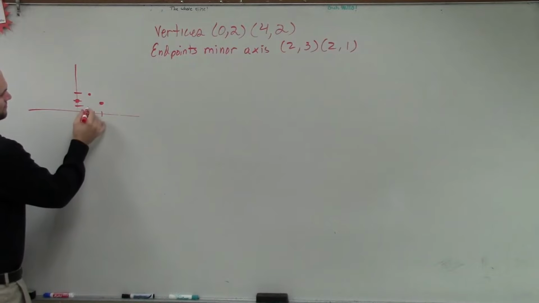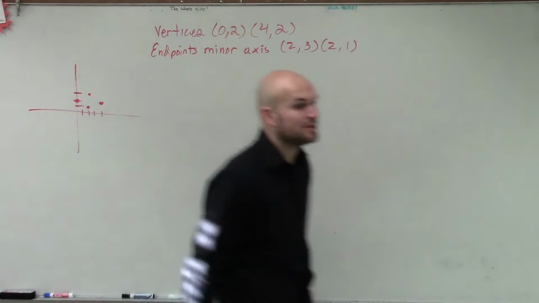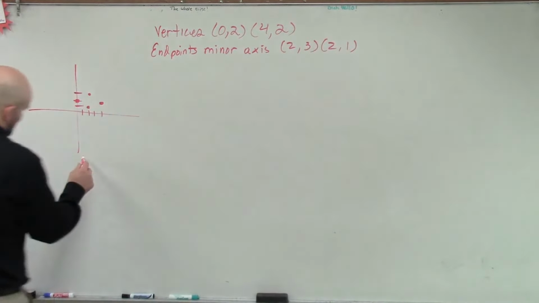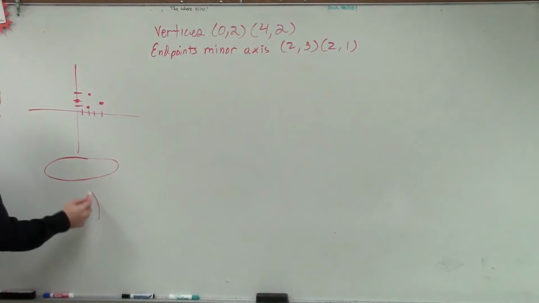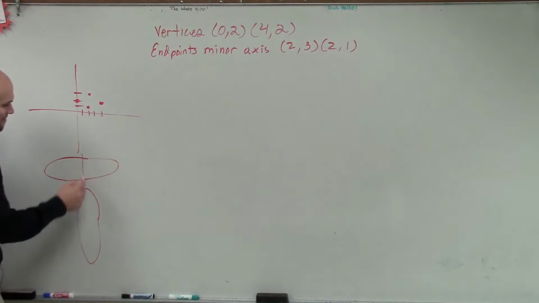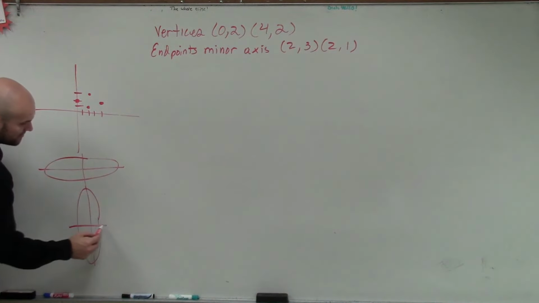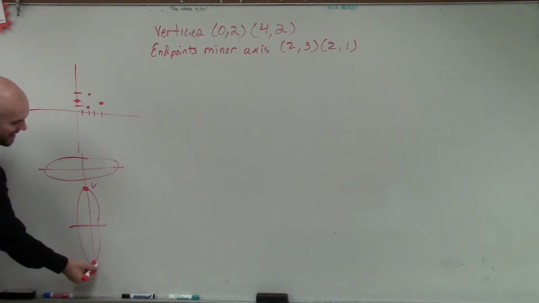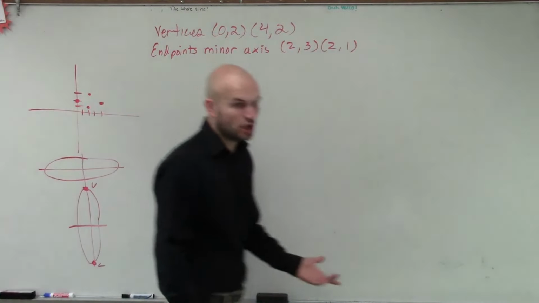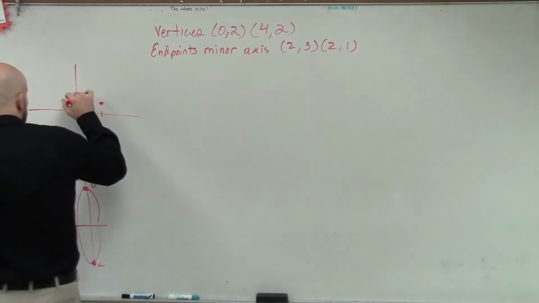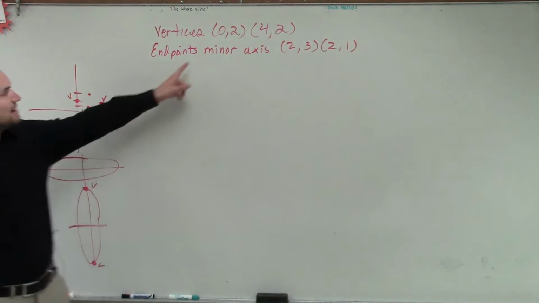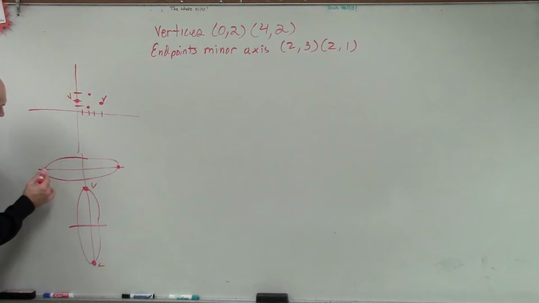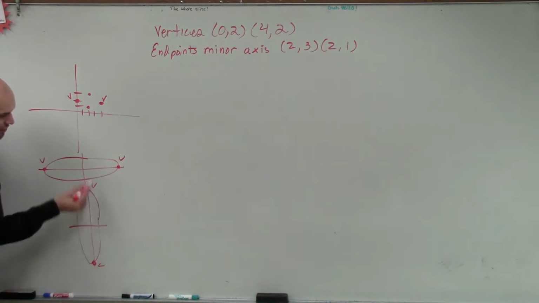Okay, so remember, ladies and gentlemen, there's two types of ellipses we have. We have a horizontal ellipse and a vertical ellipse. Remember that the larger length is what we call the major axis. What's at the end of our major axis is what we call our vertices. So here are our two vertices, right? That's our endpoint. The vertices are at 0, 2, and 4, 2. So if I had a parabola that's horizontal, your vertices would look like this. And if it was vertical, the vertices would look like this.